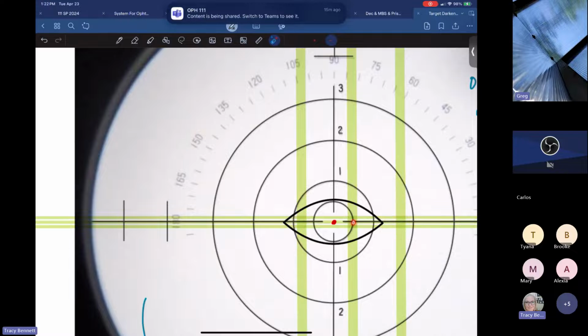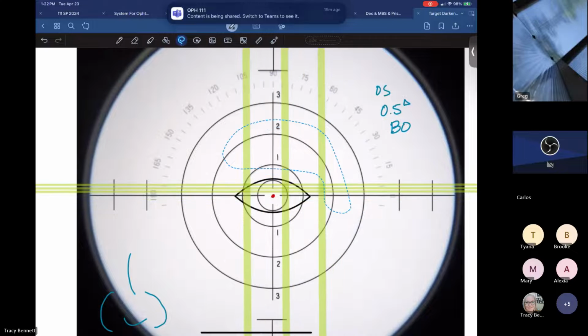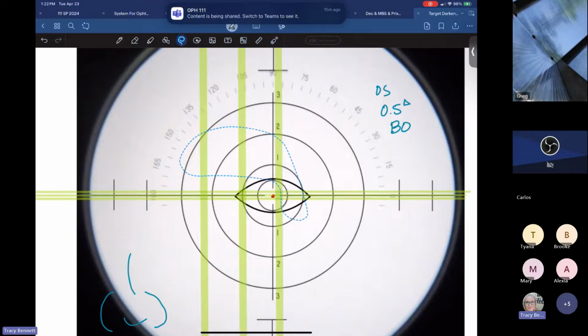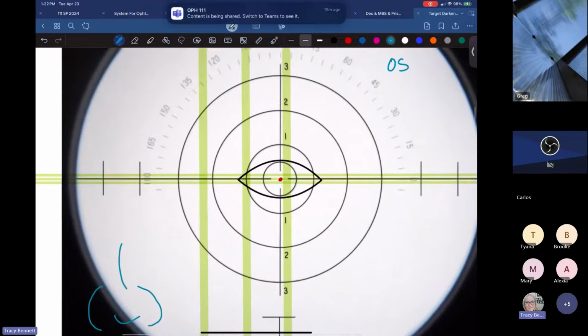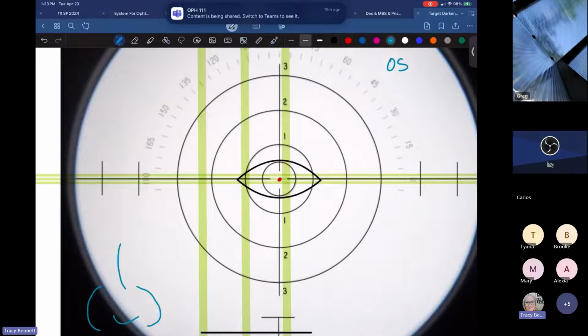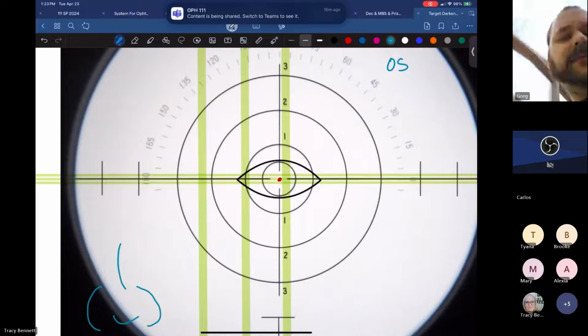Okay? All right, so let's try another one. What if we're here? What do we got? How much prism if it's an OS? Is it close enough? OS. So look at amount and base direction. I'll take either one. Two.